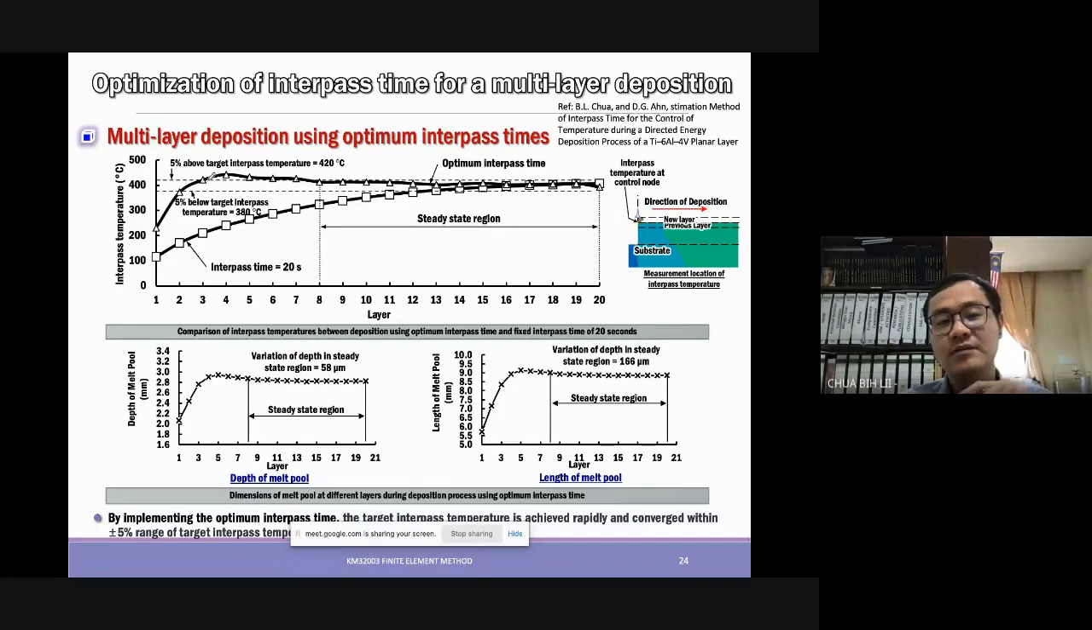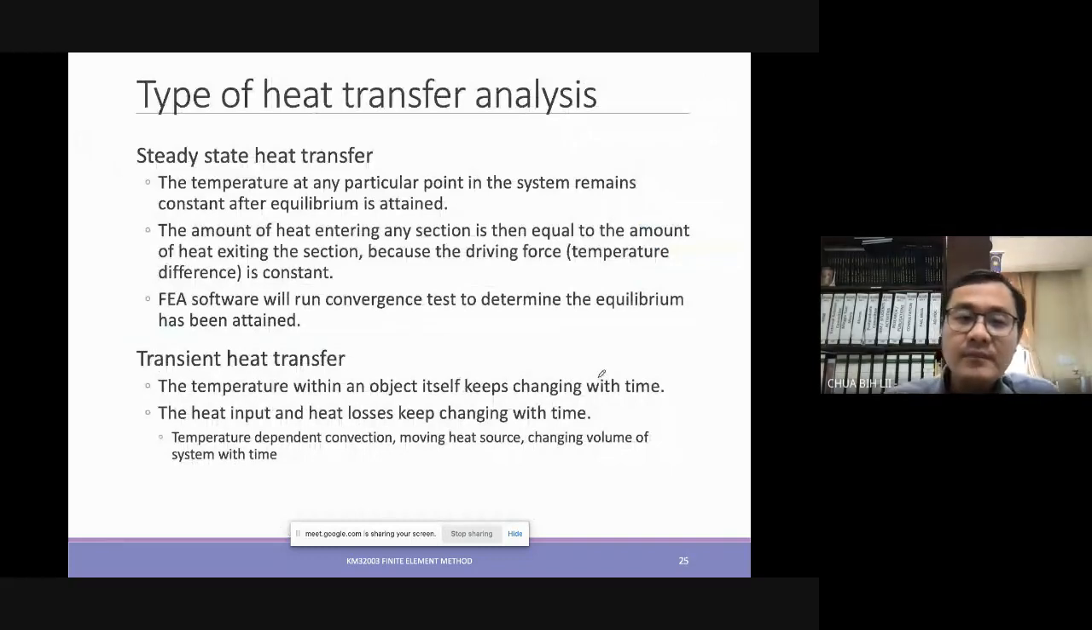Using this method of optimizations, we have got the proper interpass time in between the depositions, and this is how it looks for the melted depths and also the length, which is consistent. So when the melted pool depth and length are consistent, meaning to say the quality of the deposit would be similar, right? That would be the type of applications that I have explored previously, and you may also think of a way to explore it for different kinds of phenomena.